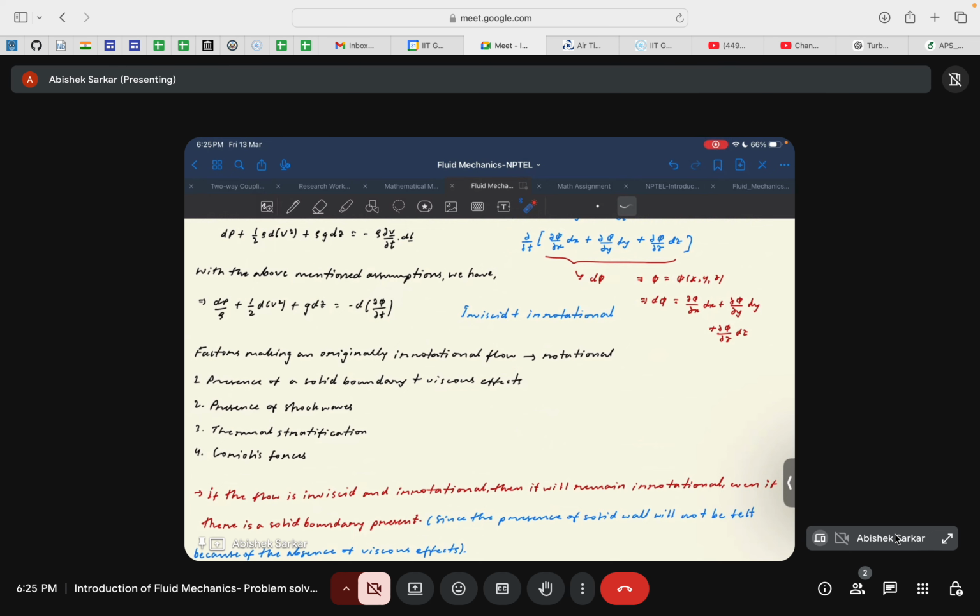Then there are some other things that we will not discuss in this course. That is the presence of shock waves. You might encounter this term if you take a fluid mechanics 2 course, where they discuss compressible flows. There they may briefly discuss shock waves. Then there's thermal stratification. If there are density variations, then that can generate rotationality in the flow, and Coriolis forces.